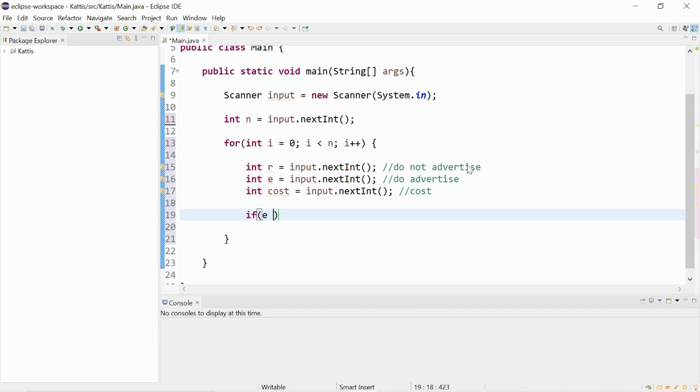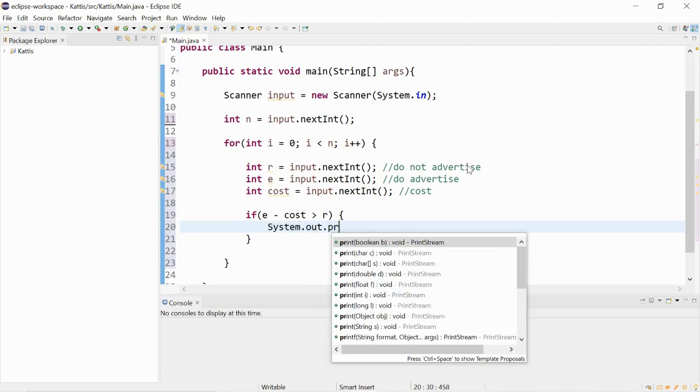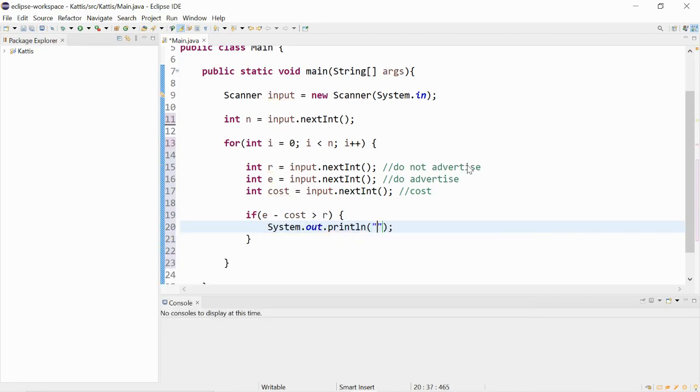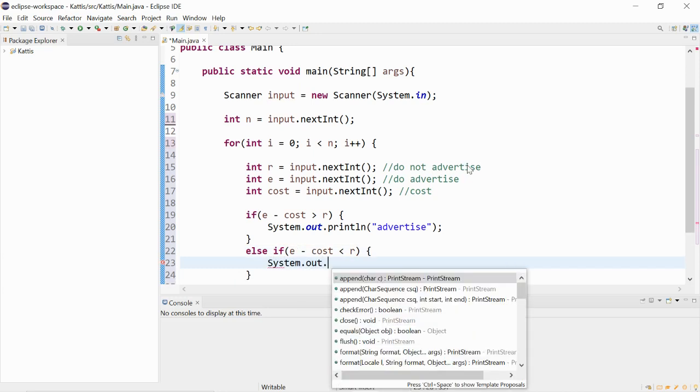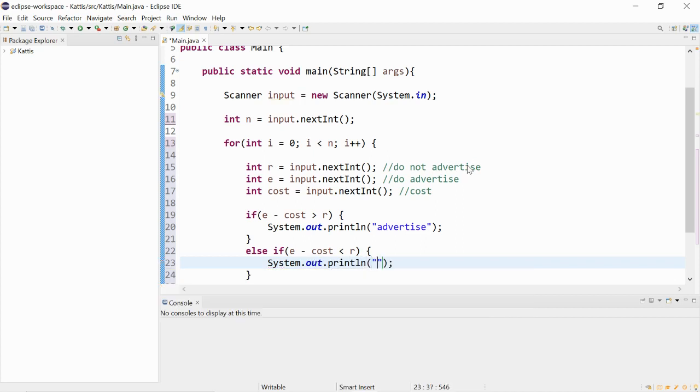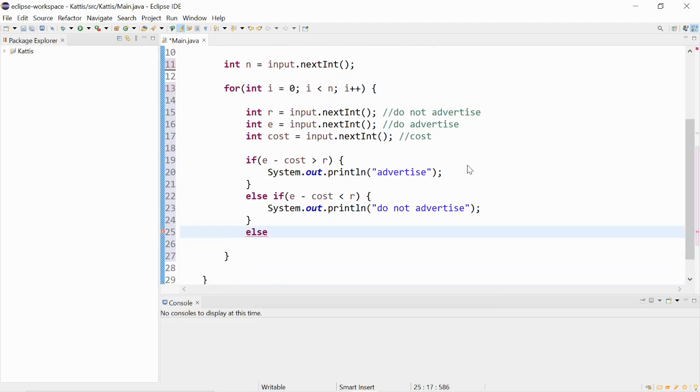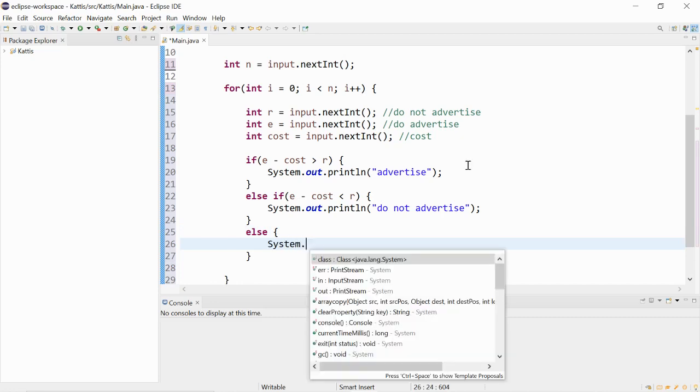So if e minus the cost is greater than r, then we can print out advertise. Else, if e minus the cost is less than r, then we can print out do not advertise. Else, if e minus the cost is equal to r, then we can print out does not matter.